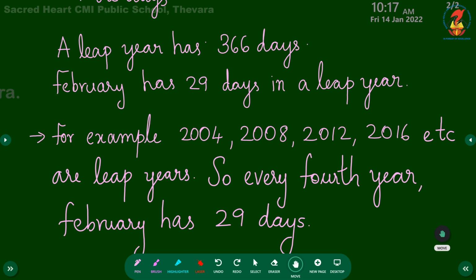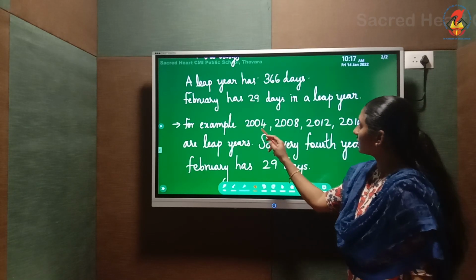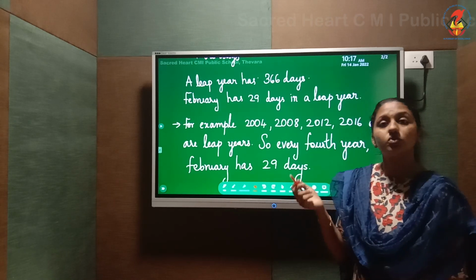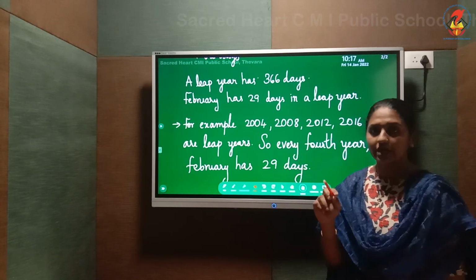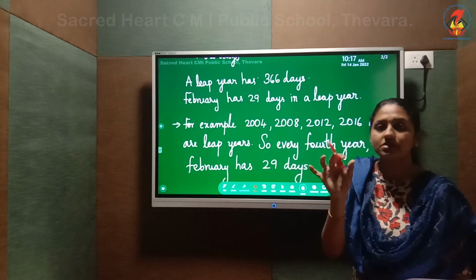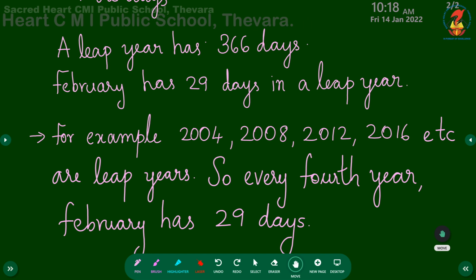For example, 2004 is a leap year. The next is 2008, then 2012, then 2016, and so on. These are the leap years. So we can understand that after every 4 years the leap year comes. When you check the 2004 February calendar, you can see that there are 29 days. So that is a leap year. Every 4th year, February has 29 days.